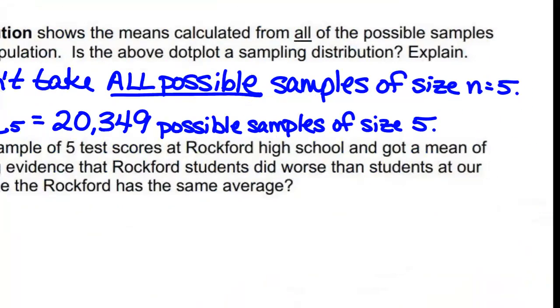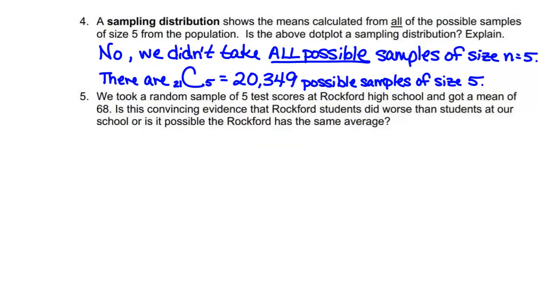To get a true sampling distribution, we would have to have all 20,349 samples. That's why we say this is a simulated sampling distribution, because we didn't get all 20,000 of them, but we got enough that we can see the basic shape of this. If we had all of them, then we would have the sampling distribution of X bar. When we do some of them, in this case we did 68, just enough to get a feel for what this looks like, that's a simulated sampling distribution. It's not the actual thing, it's a simulation of it.